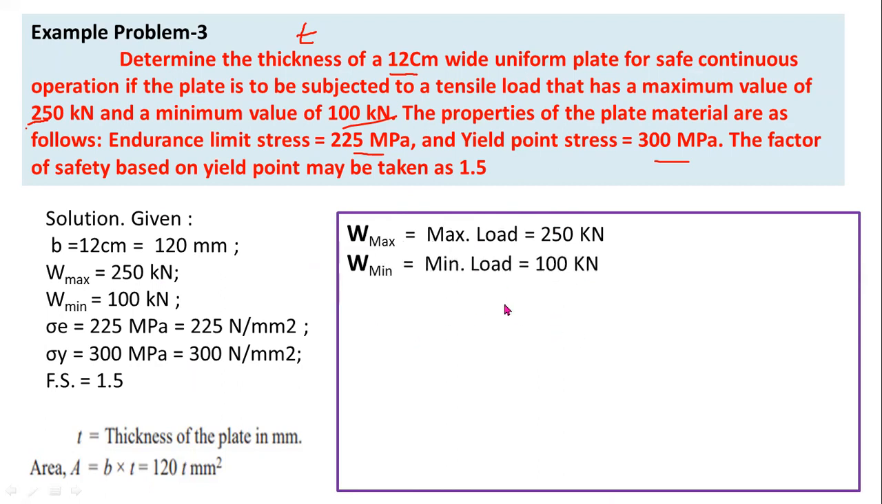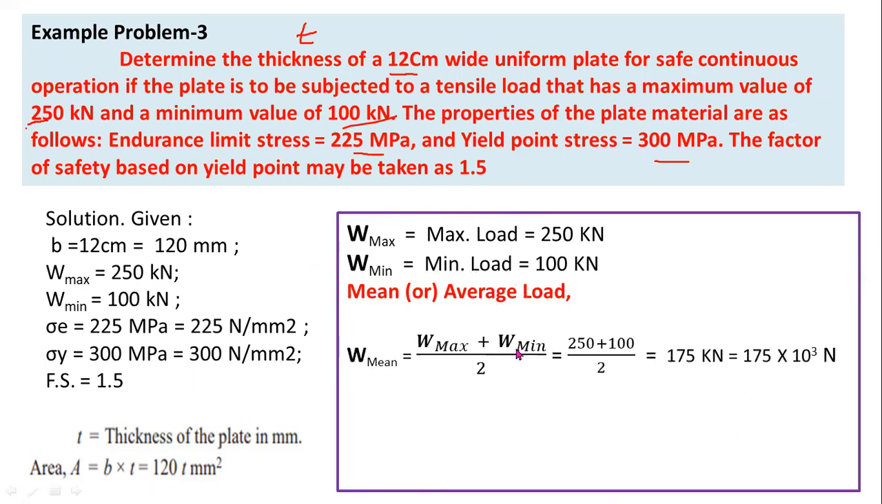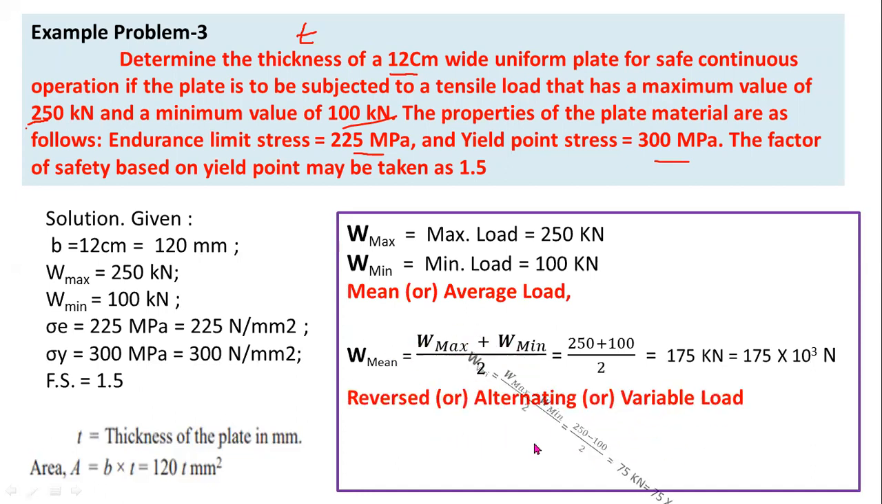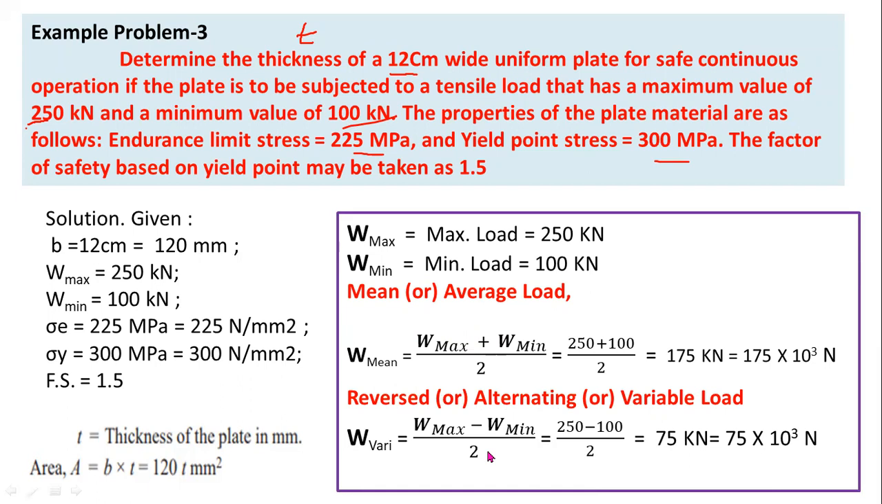Already we know the formula for mean load. Mean or average load equals maximum load plus minimum load by 2. The answer is 175 into 10 power 3 newtons. So mean load equals 175,000 newtons. Now variable or fluctuating load, W variable, equals maximum minus minimum load by 2. So 75,000 newtons is the variable load.